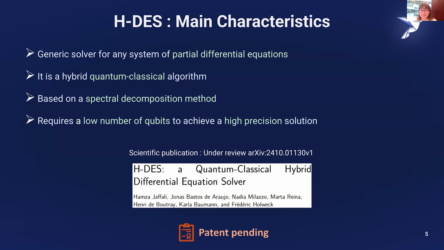HDES is based on a spectral decomposition method. This is one of the nice features that makes HDES incredibly resource efficient. I'll explain this in more detail on some coming slides, but all you need to know for now is that ultimately this means it requires a very low number of qubits to achieve a very high precision solution to a simulation problem. HDES is currently under review, so there is an article on HDES that's currently under review, but in the meantime, the article is available freely on the arXiv if you're interested after this talk in diving into HDES in more detail. And there's also a patent pending on the HDES algorithm.